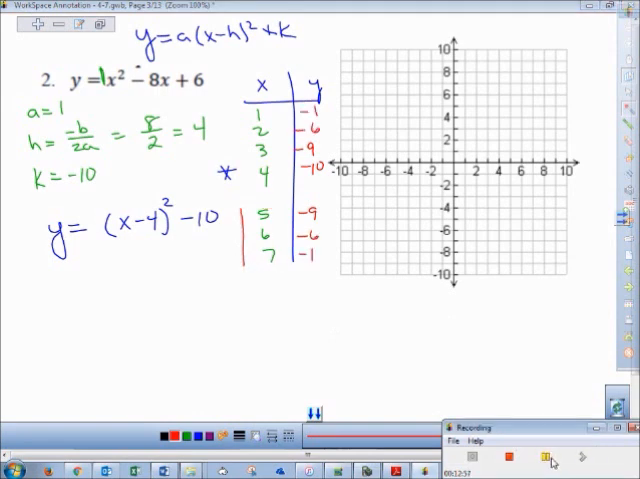Did you get what I got? Go negative 9, negative 6, negative 1 down the line. Plot them, graph them. I like to plot the vertex first. 4, negative 10. 5, negative 9. 6, negative 6. And 7, negative 1.